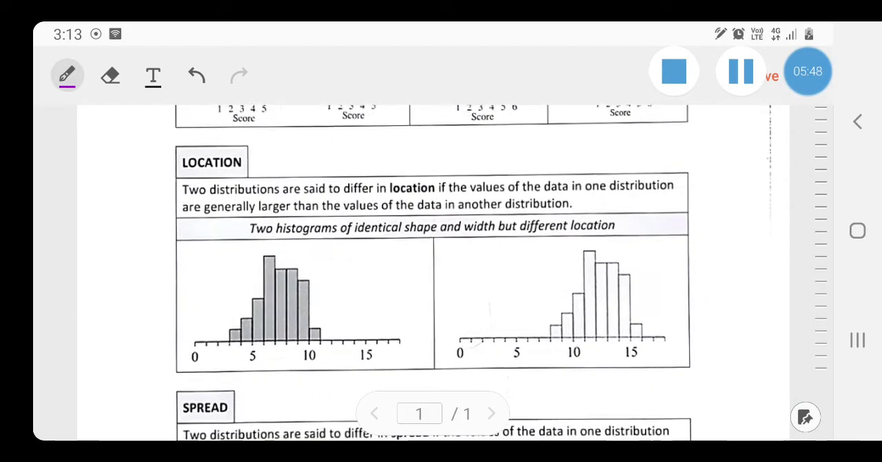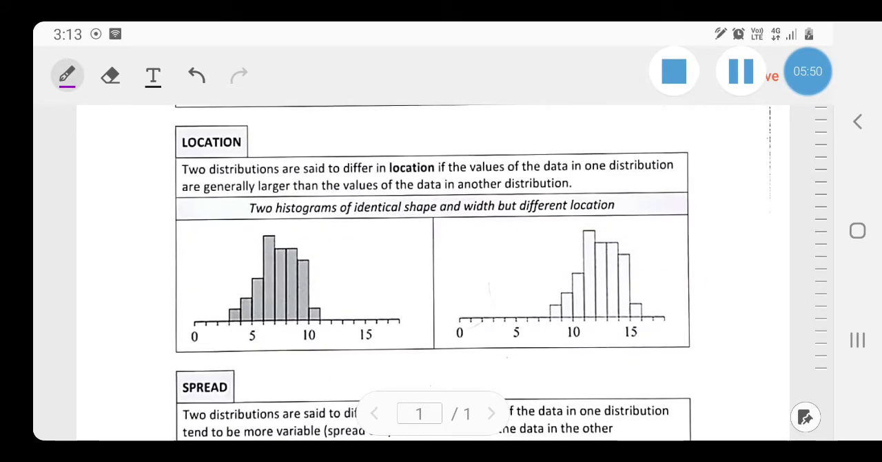Moving on to location. Now, let me just read from here actually. Two distributions are said to differ in location if the values of the data in one distribution are generally larger than the values of the data in another distribution. But the two histograms that we're looking at have an identical shape. The only difference is that one is shifted along the horizontal axis relative to the other one, okay?